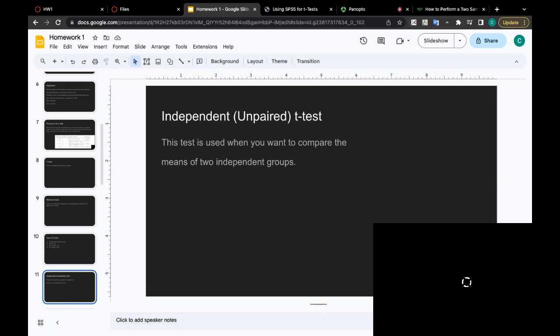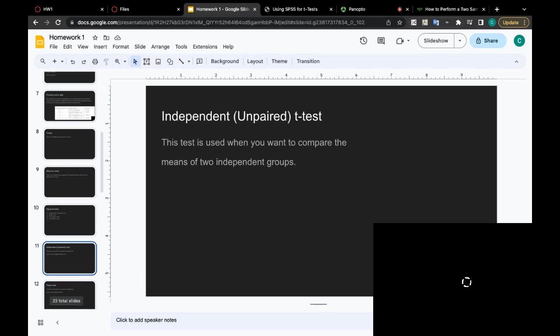Independent unpaired t-test. I want you to pay attention. This test is used when you want to compare the two means of two independent groups. Now, let's say we're checking sugar in Coke and sugar in Pepsi. Two different groups, with different amounts of sugar. We're going to compare the averages of the two in an unpaired t-test.